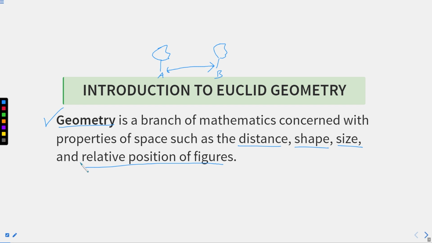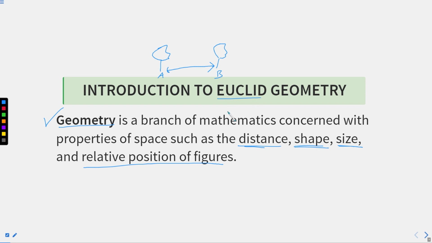So I hope the meaning of geometry is clear. In summary, geometry is nothing but the study of properties of space, such as distance, shape, size, etc. Okay, now let's move to the next term.